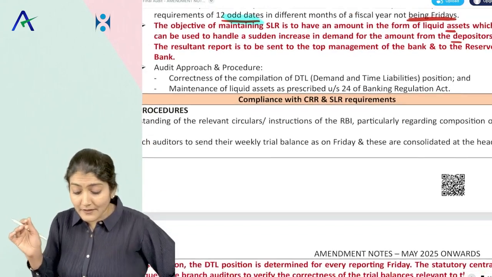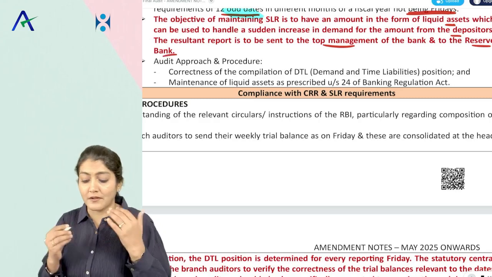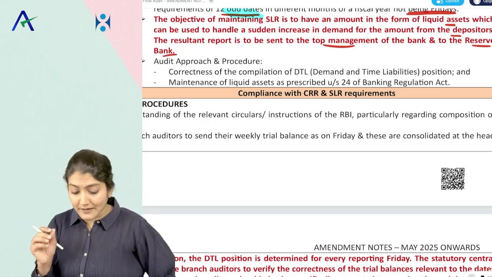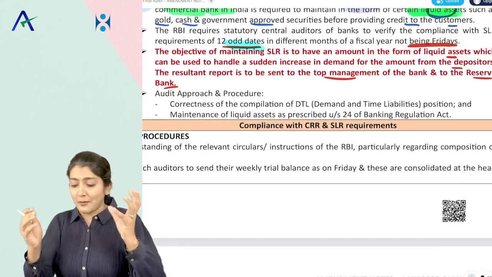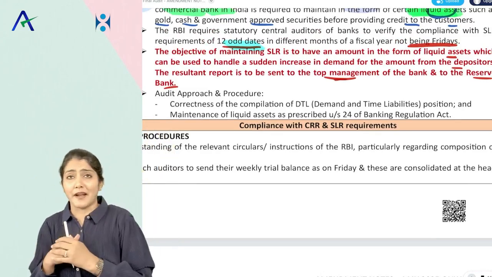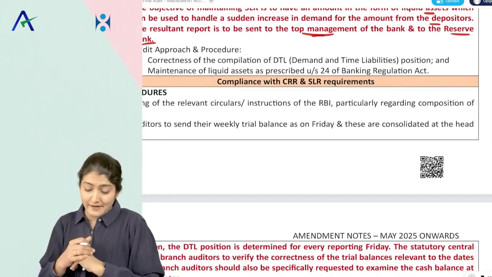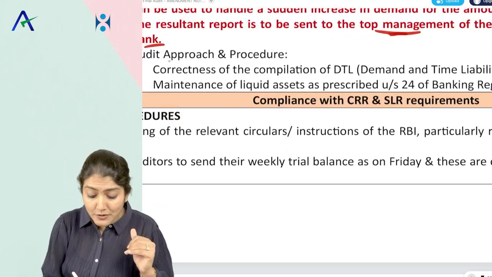The resultant report is to be sent to the top management of the bank and also to the Reserve Bank. So this report regarding the SLR requirement is to be sent to the audit committee and board of directors of the bank, and also to the boss, that is the Reserve Bank. Now coming to the audit approach.